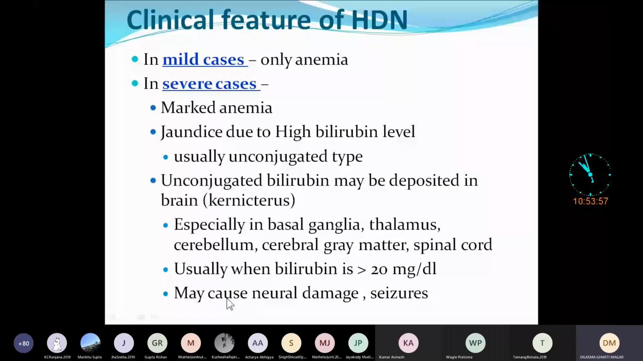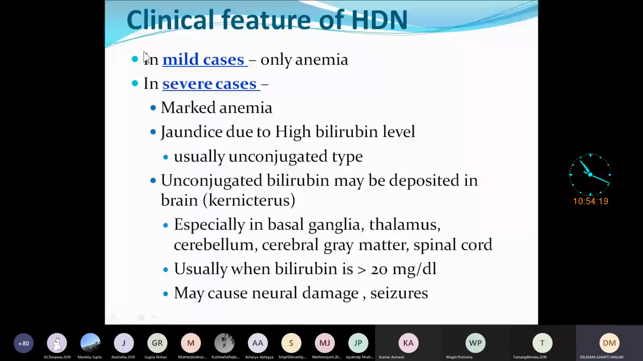So whenever this bilirubin in a small baby gets attached in the basal ganglia, thalamus, cerebellum, and then the cerebral gray matter and spinal cord, it will lead to neural damage and seizures.